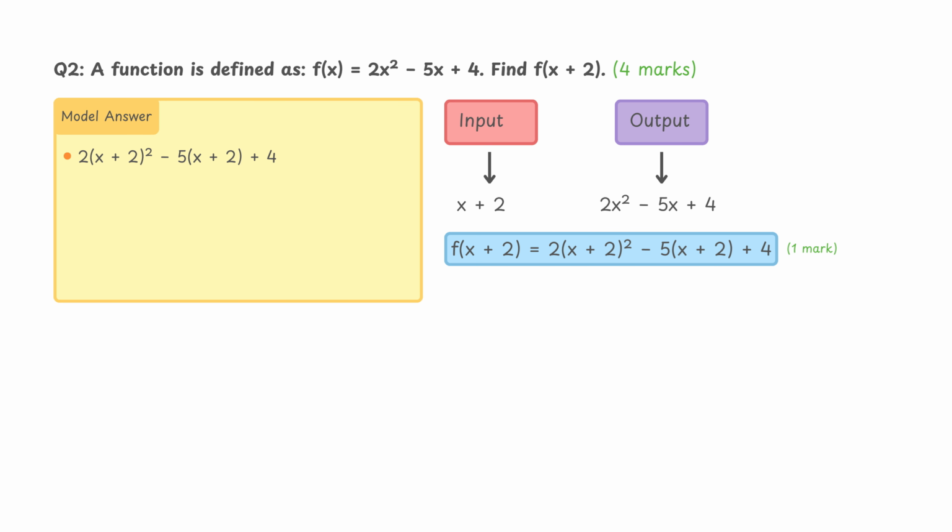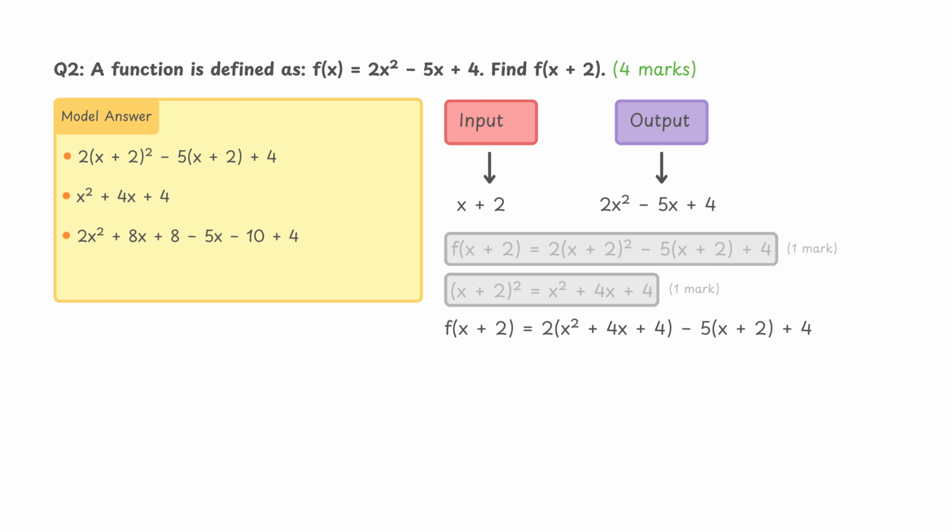We expand the squared bracket. Open bracket x plus 2 close bracket squared means open bracket x plus 2 close bracket multiplied by itself. When we expand, we get x squared plus 4x plus 4. So now we substitute that back into the function. F of x plus 2 equals 2 multiplied by open bracket x squared plus 4x plus 4 close bracket minus 5 multiplied by open bracket x plus 2 close bracket plus 4.